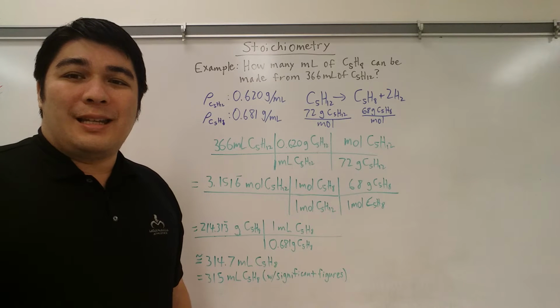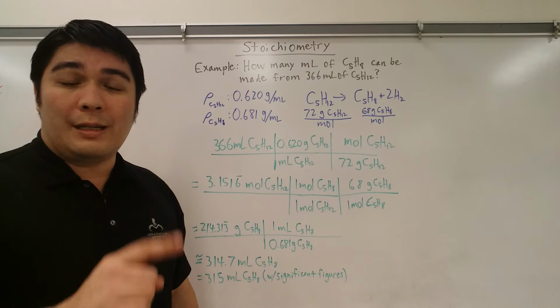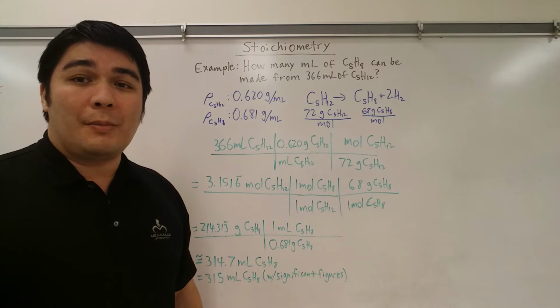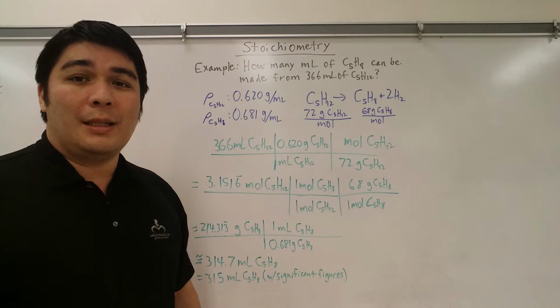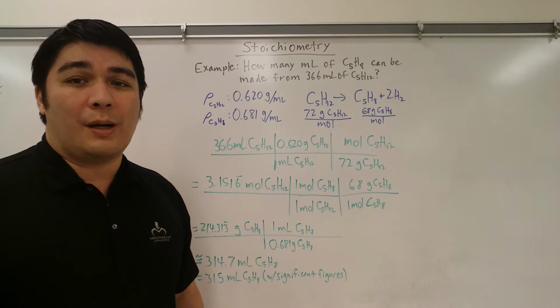Good afternoon, class. In today's video, what I'd like to do is go over an example problem from stoichiometry, and this would be number 1 in the stoichiometry example problems. In this problem, the question is, how many milliliters of C5H8 can you make from 366 milliliters of C5H12?